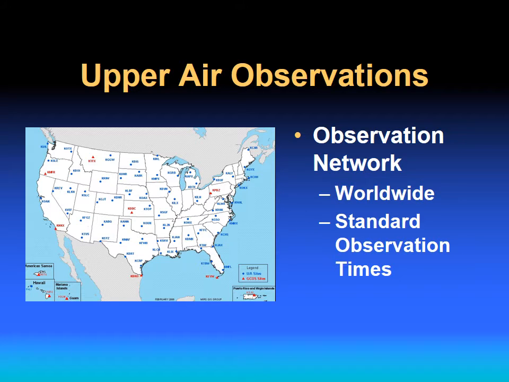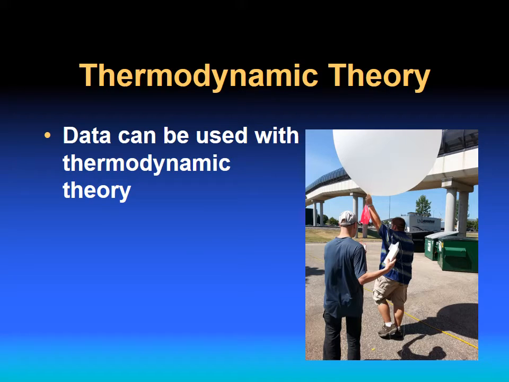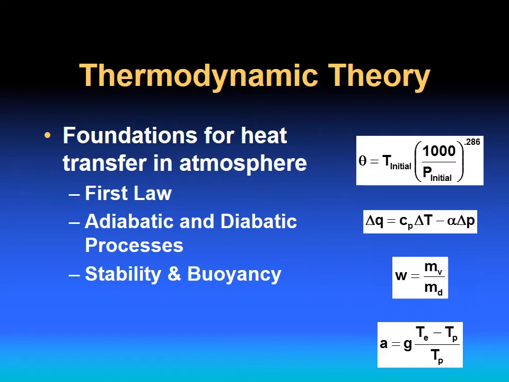These observations are extremely important because we can take that data and then use the equations that we developed from thermodynamic theory to describe processes in the atmosphere, and we can also time step into the future to see how the atmosphere will change. In other words, forecast. So we're going to take these equations, the first law, the processes of adiabatic and diabatic heating and cooling. Also, we talked a little bit about stability and buoyancy, and from that, we can use these equations along with the data that we get for the upper atmosphere to figure out if the atmosphere is stable, unstable, what condition it is, and how it'll change.